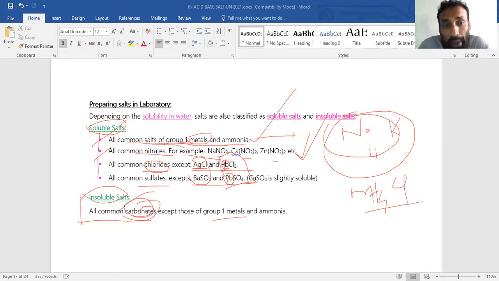What should happen? What do you think? A group 1 metal is present and carbonate is also present there. That would be soluble because the group 1 metal is there.